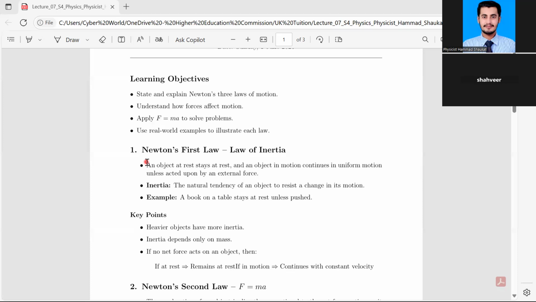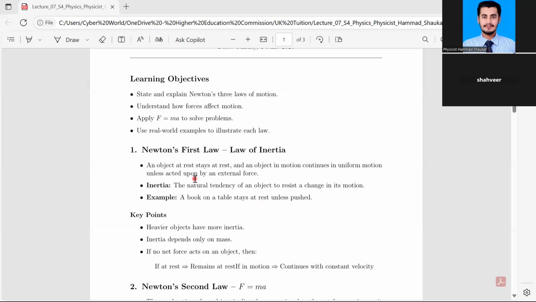Smaller. Yes, smaller. So is it clear? Another example: let's suppose a book is on a table. It always stays at rest unless you apply some external force to that book. So this is all about Newton's first law of motion.